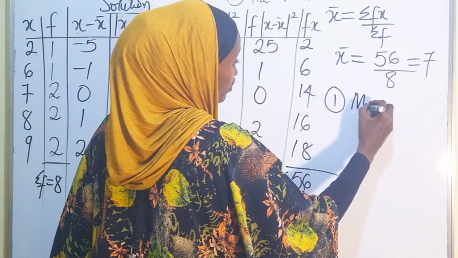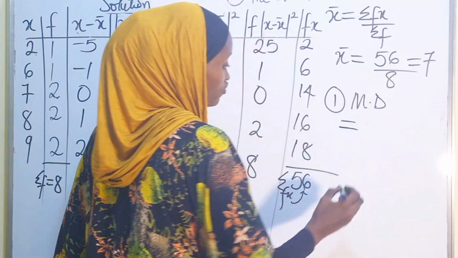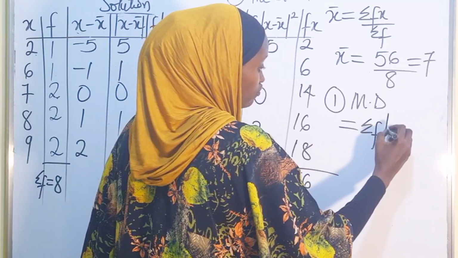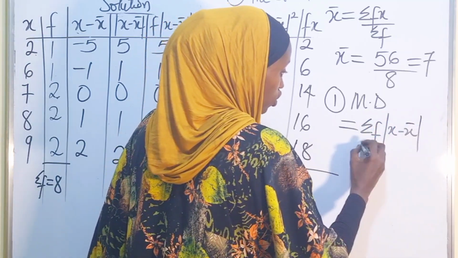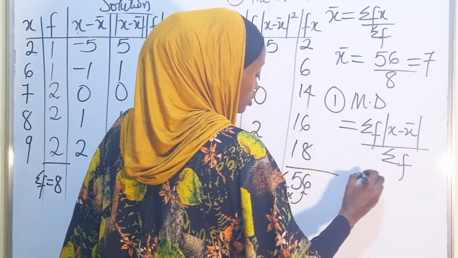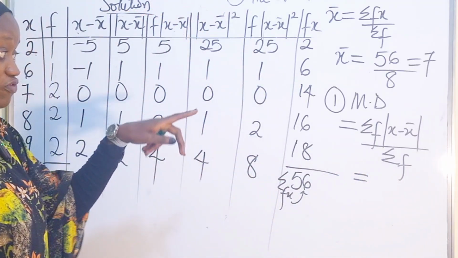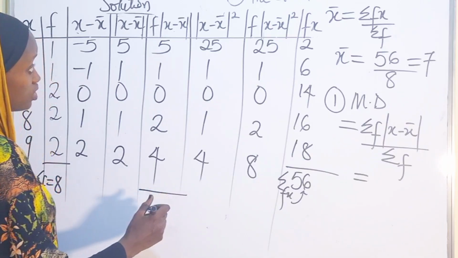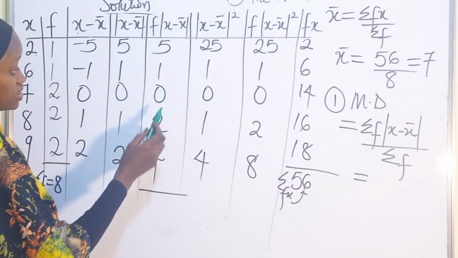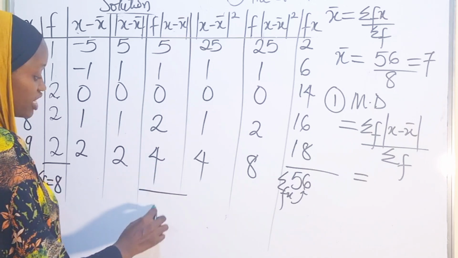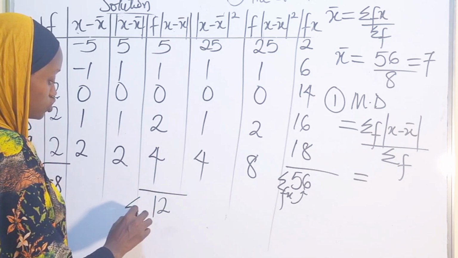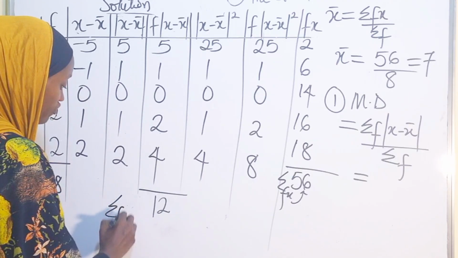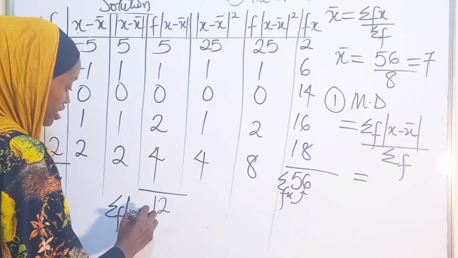The first one, we are required to find the mean deviation. The formula for mean deviation is equal to summation of f, absolute value of x minus x bar, all divided by summation of f. So now we need to come back to the table and get the summation of f, absolute value of x minus x bar. And this is the column, right? So 5 plus 1 is 6, plus 2, 8, plus 4, that's 12. So this is summation of f, absolute value of x minus x bar.